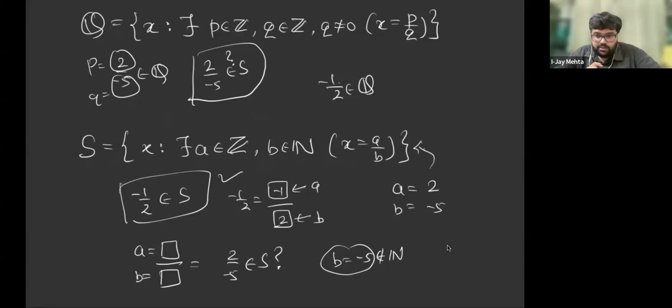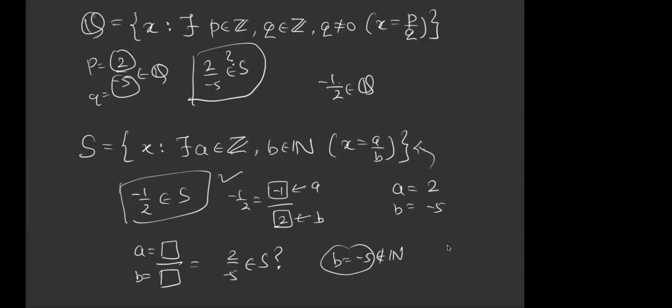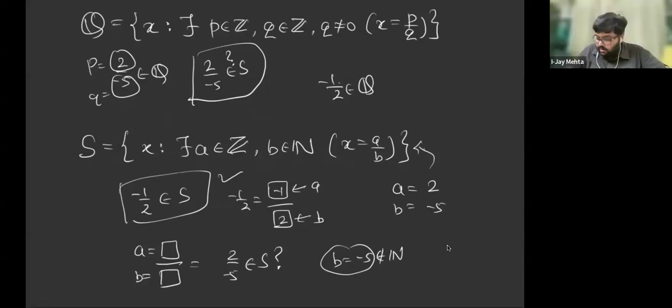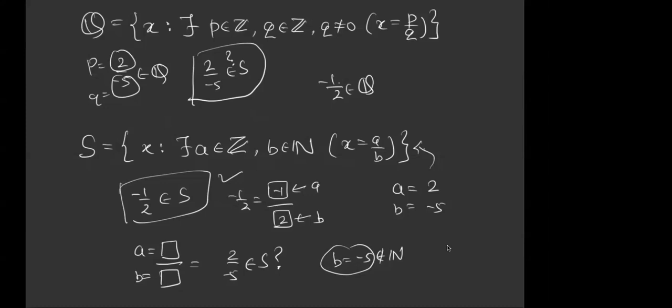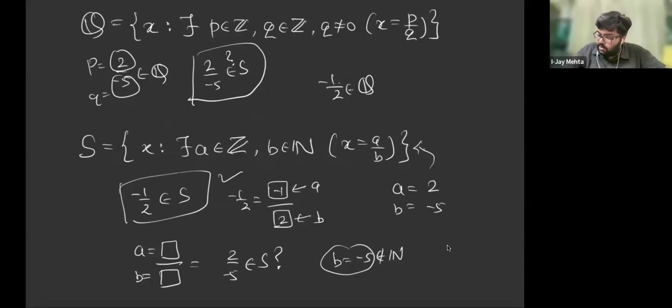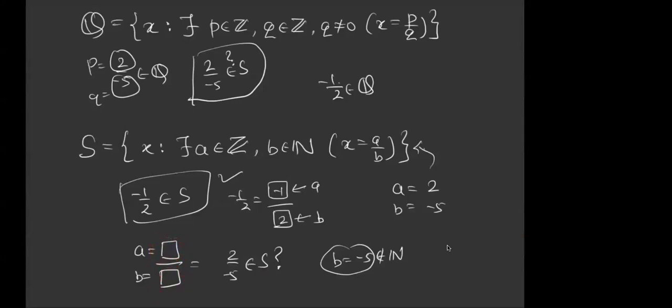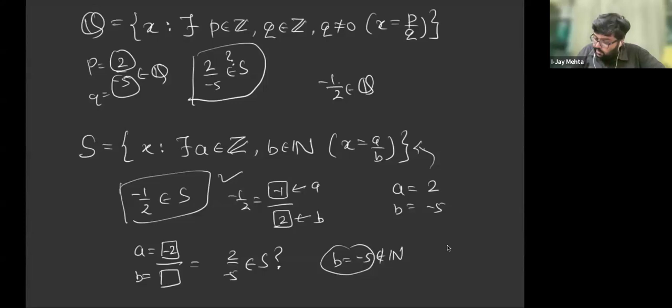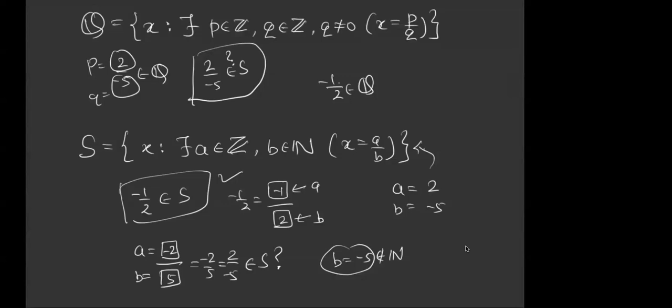Room number 5, Krishna. You said yes now. Yes, sir. We can write 2 by -5 equal to -2 by 5. This is the same. So -2 belongs to Z and 5 belongs to N, so it belongs to S. What did you take? I am asking the value of A and the value of B. A equals -2 and B equals 5. Okay. So it is -2 by 5, but I can also write this as 2 upon -5. Yes, good.